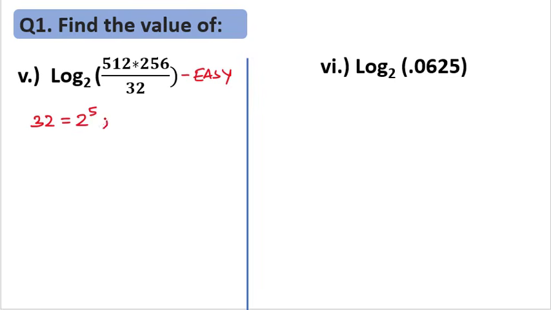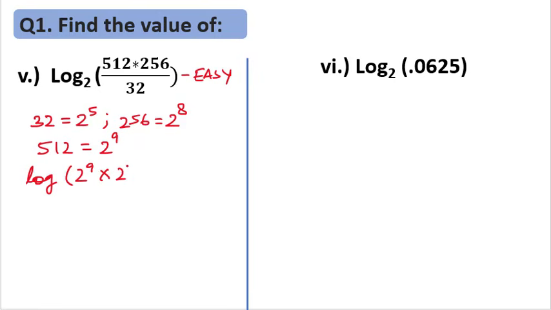Now 256, how can I write it? I can write it as 2 to the power 8, and 512 I can write it as 2 to the power 9. Now let me place these values in the question given to me. That becomes log of 2 to the power 9 multiplied by 2 to the power 8 divided by 2 to the power 5, and everything to the base 2.